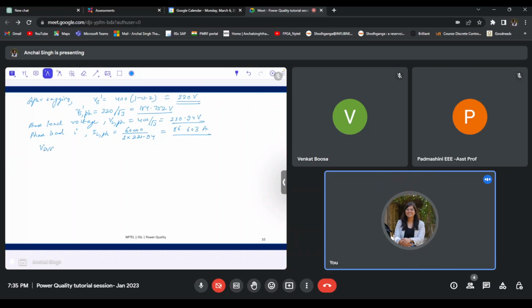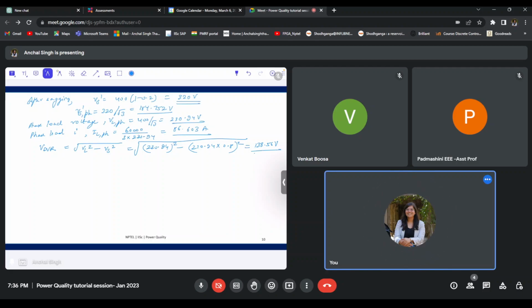Since it is a Q type of UPQC, the voltage rating of my DVR will be, using Pythagoras theorem, load voltage rating minus source voltage rating, which will be equal to root of 230.94 square minus 230.94 into 0.8 square, after 0.2 lagging, 20% lagging. So this DVR voltage rating will come out to be approximately 138.56 volts.